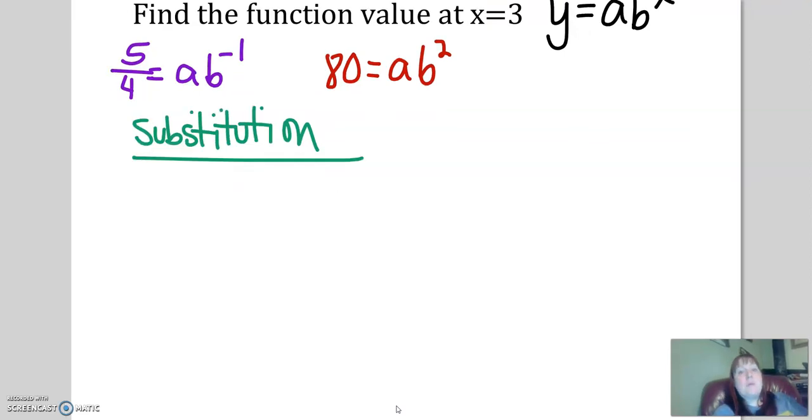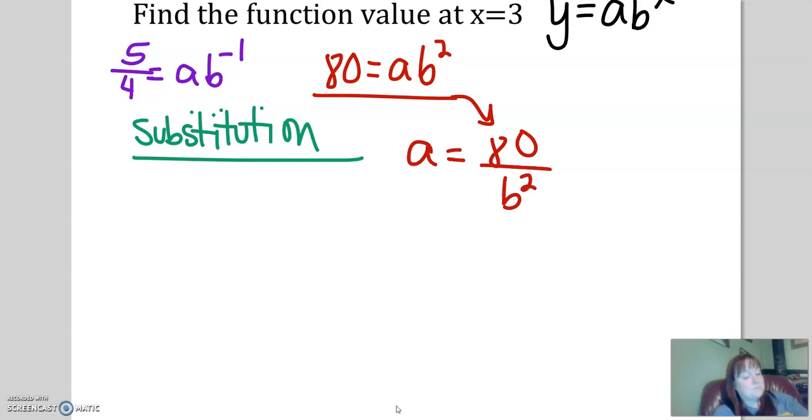Remember, we substitute one function into the other function. We have this one right here, and we know that we could rewrite this so that we can actually find what A equals, right? We don't want to have to solve for B because that takes square roots. So we're going to solve for A. To get A all by itself on one side, we're going to divide both sides by B squared. So we have A equals 80 divided by B squared.